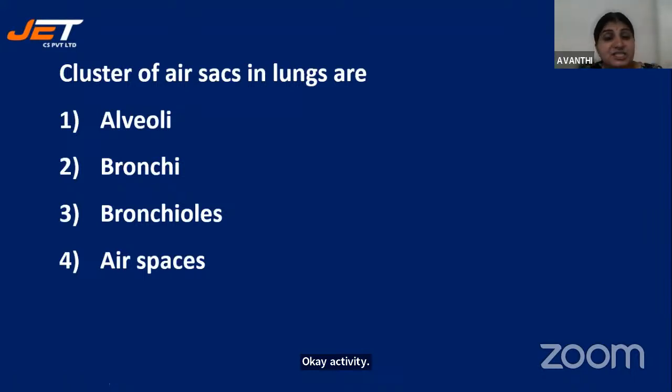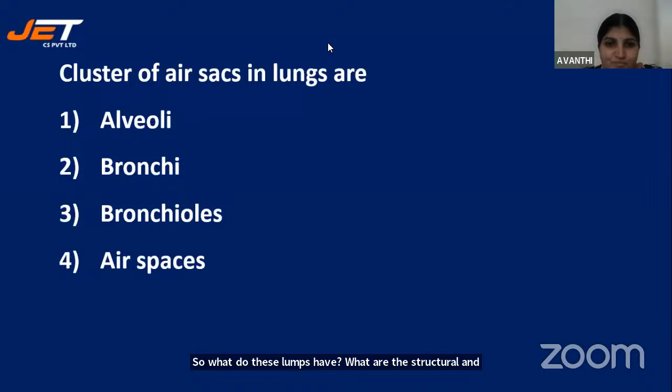Then, cluster of air sacs in the lungs. You know, lungs are the major respiratory organs where the purification of blood is done. So what do these lungs have? What are the structural and functional units of lungs actually?